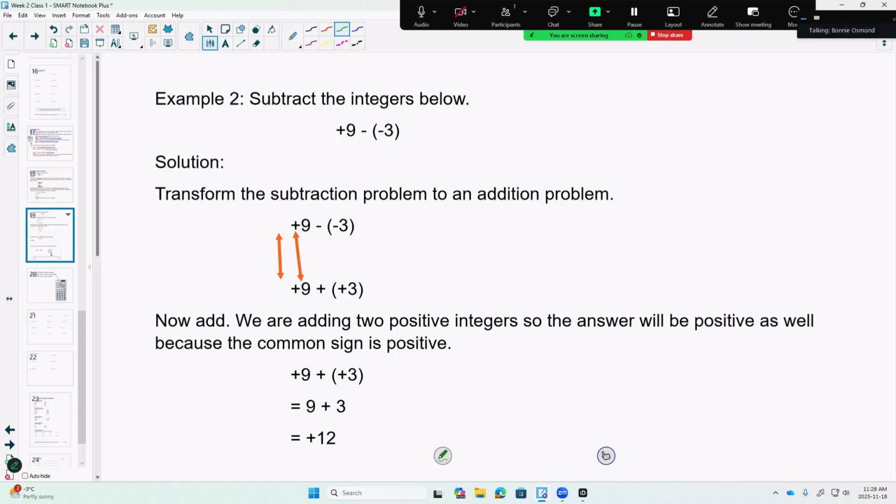Example 2. Positive 9 take away negative 3. So same thing that we already did. The 9, your first number, stays the same. That does not change. Next, we are going to change subtraction to addition, and then we're going to change negative 3 to its opposite, which is positive 3. So now we have a positive 9 plus a positive 3. Now we're just adding. We have two positive numbers, so the answer is going to be positive. 9 plus 3 is 12. Our answer is positive 12.